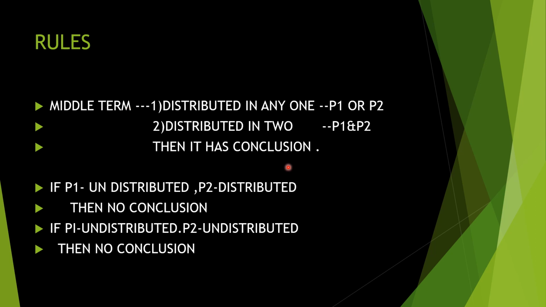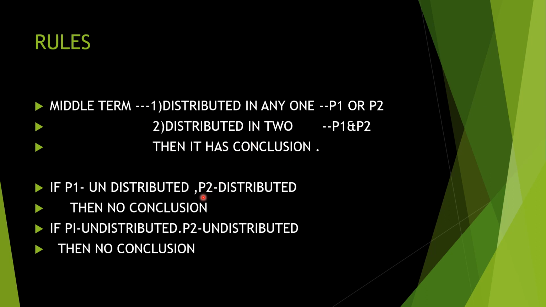So if an argument needs to get a conclusion, the rule is that the middle term should be distributed in either P1 or P2, or it can be distributed in both of the sentences. Okay, distribution is needed in P1 or P2, or in both. That is the middle term. Then only that argument has a conclusion. That is the point you have to keep in mind.